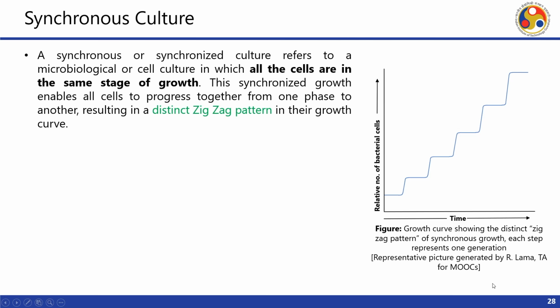Let us now move on to another topic, which is the synchronous culture. A synchronous or synchronized culture refers to a microbial cell culture in which all the cells are in the same stage of growth. This synchronized growth enables all cells to progress together from one phase to another, resulting in a distinct zigzag pattern in their growth curve, as shown in this figure.